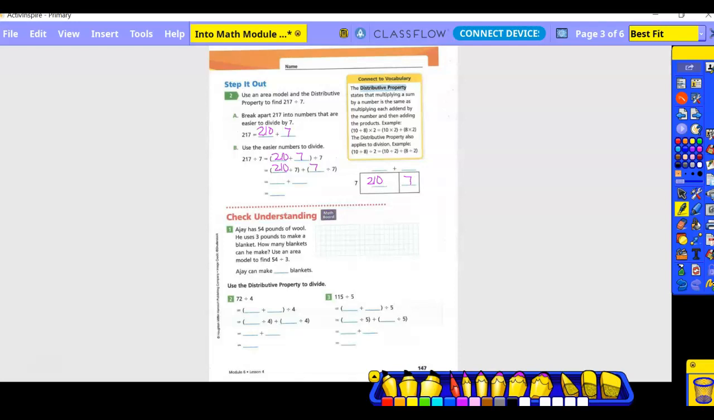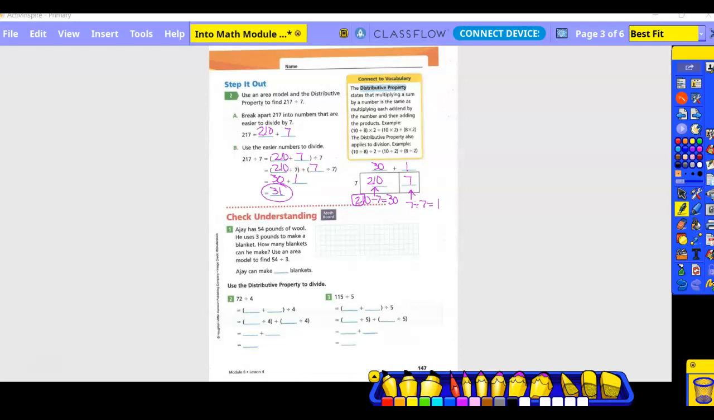Okay, so for this box, I'm finding what? 210 divided by 7 equals, put 21 in my box. Okay, so what is 21 divided by 7? 3, and then add a 0, so 30 is my answer up here. This box, I'm taking 7 divided by 7, which equals 1. So then over here, I take 30 plus 1 to get 31 as my final answer.